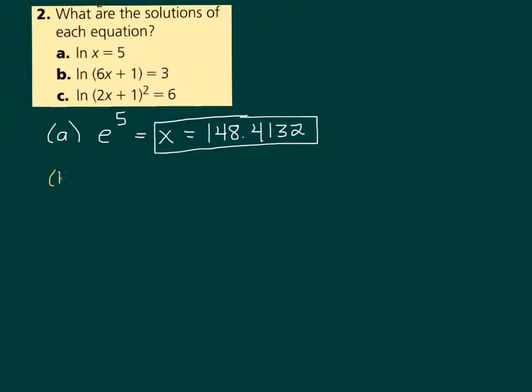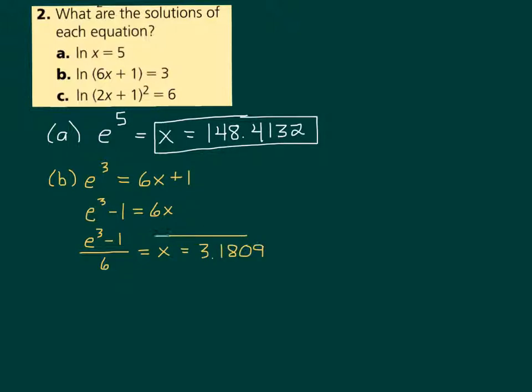Solving part B, rewrite it in exponential form. e cubed equals 6x plus 1. So then e cubed minus 1 equals 6x. So e cubed minus 1 all over 6 equals x. You put that in the calculator, and you should get 3.1809.